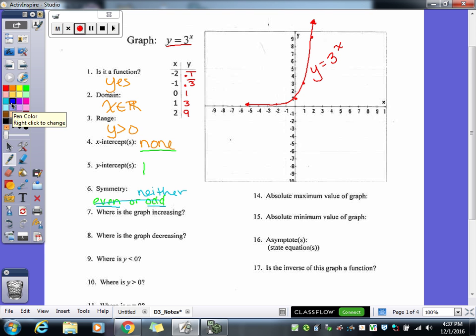Next, they want to know where the graph is increasing. If I follow my graph from the left, my pen is always going up, so it's always increasing. So we say x is an element of the reals. For every single x value, it is increasing. Where is the graph decreasing? It's not. The graph is never decreasing. That graph is entirely an increasing graph. Our exponential, if it was decreasing, it would go this way and be opposite of what we have up there. That one is decreasing.